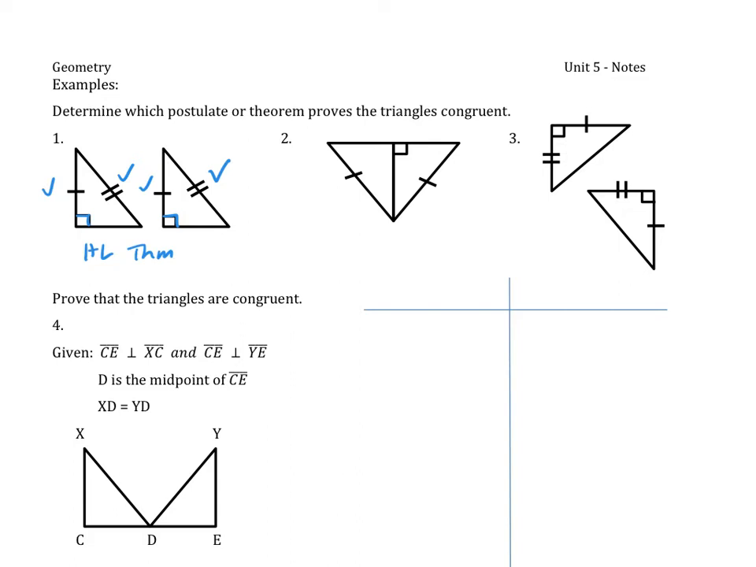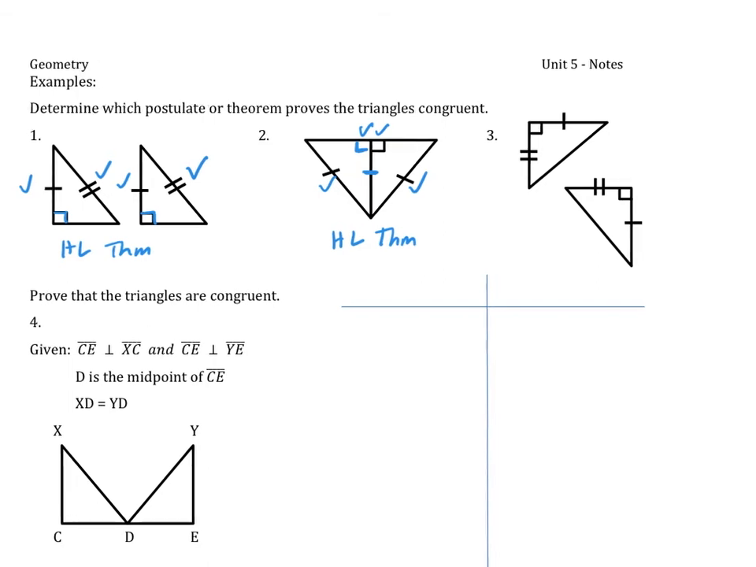Here again, in number two we have right triangles, so we can add this over here. They have the hypotenuse, and the leg that's congruent is the shared side in the middle there. Remember, we use our reflexive property for that one. So this one also works via the hypotenuse leg theorem to prove that those triangles are congruent.